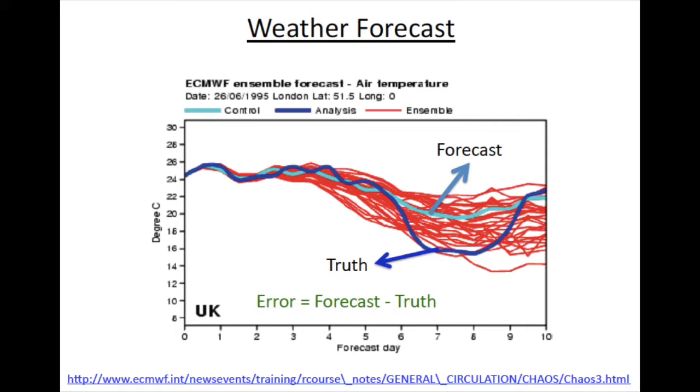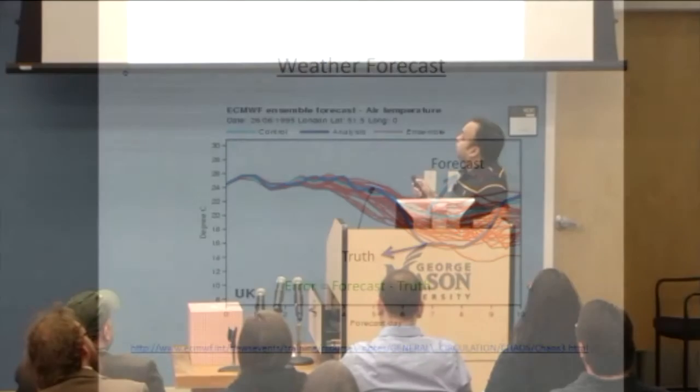And the difference between the two curves is the error. So you can see that with the increase of time, the error increases. That means the predictability is decreasing with time. And the mean square of this error is called the mean square error, which is a measure of predictability.